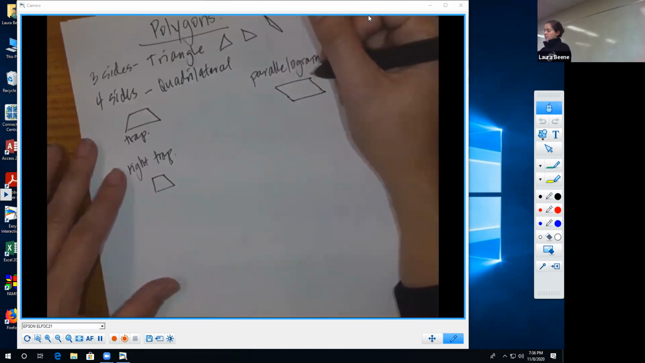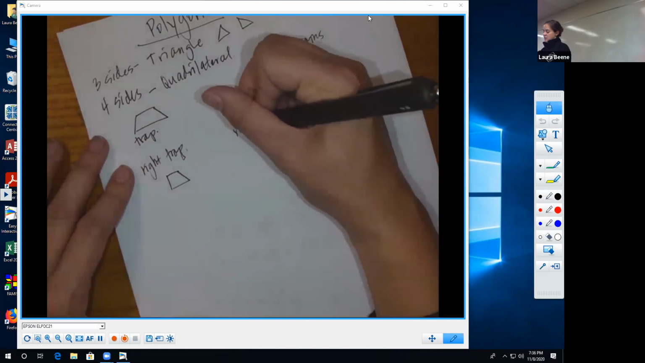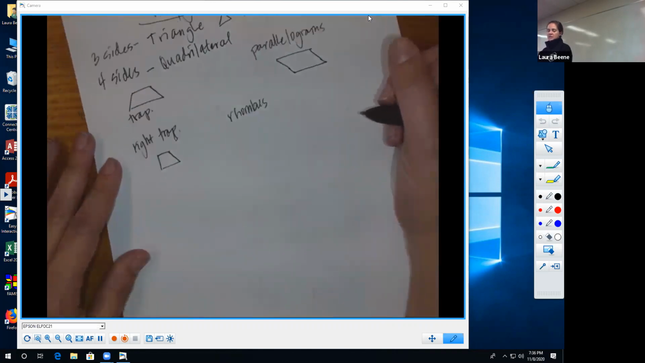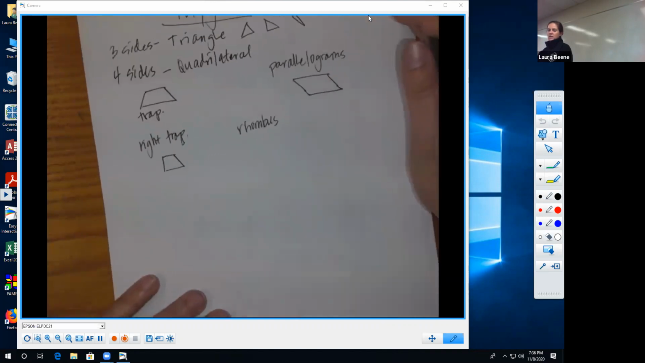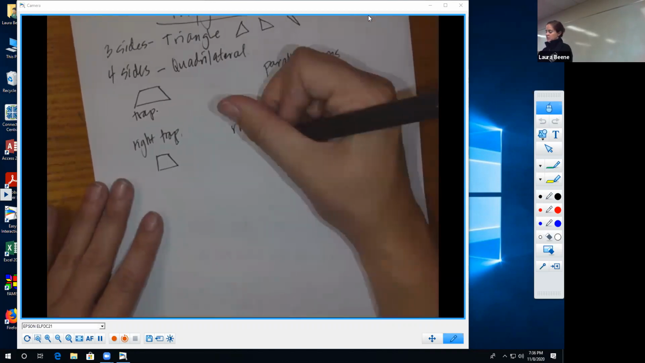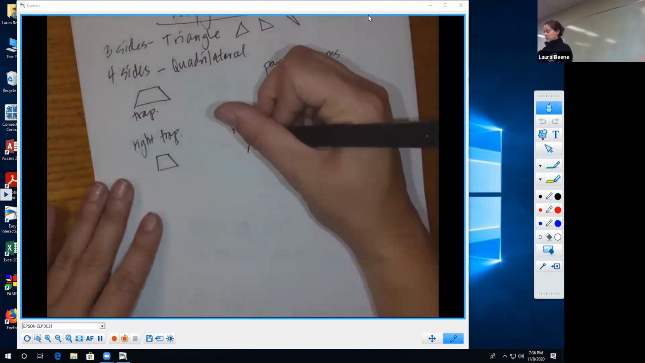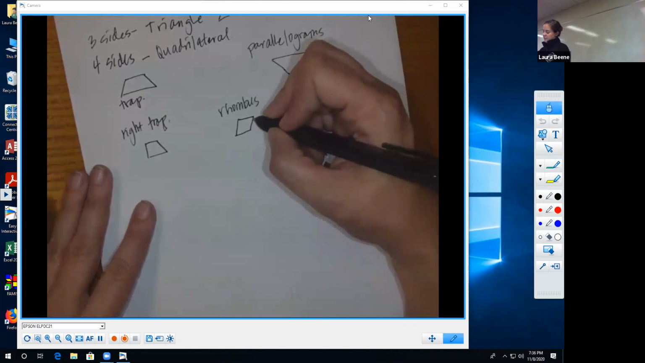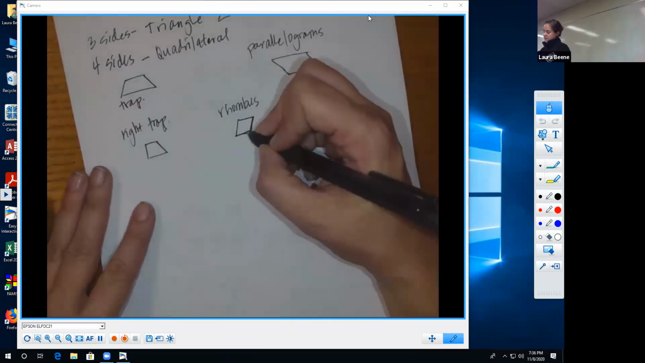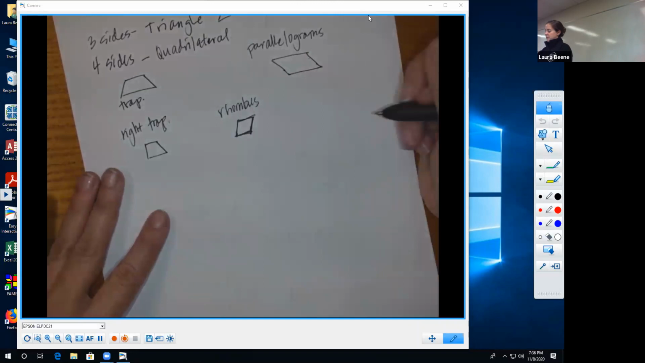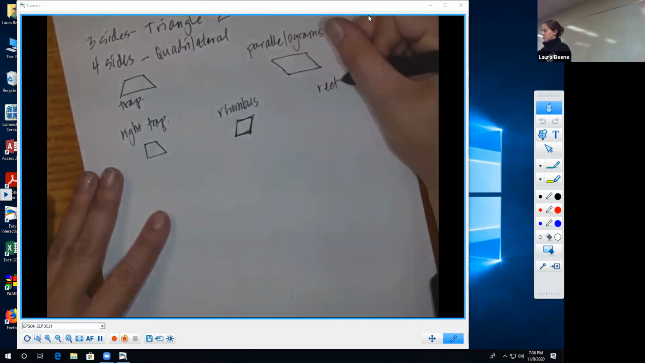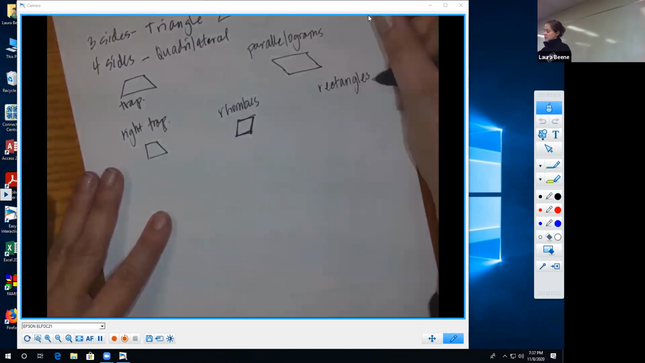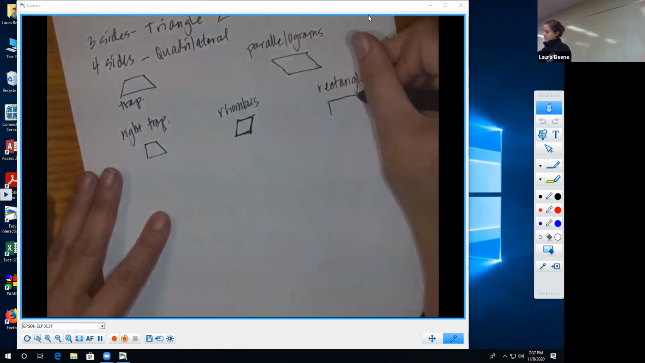And then we have a rhombus. A rhombus has two sets of parallel sides, but also the sides are the same length. Something like this. Not a perfect drawing by any means, but two sets of parallel sides, but the sides are also the same length. We have a rectangle. Rectangles have two sets of parallel sides. The sides are not the same length.